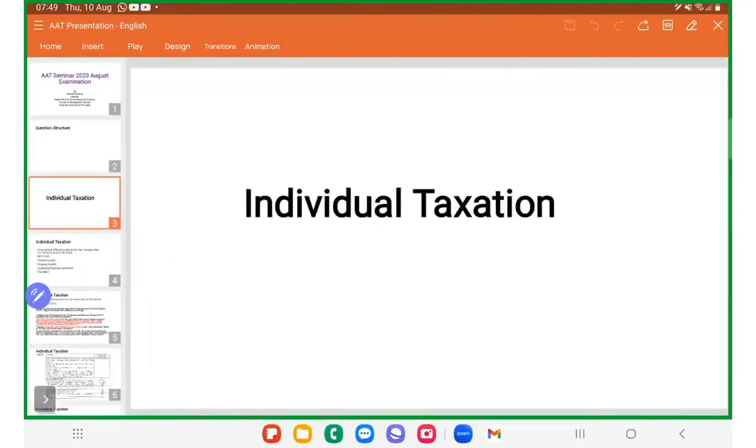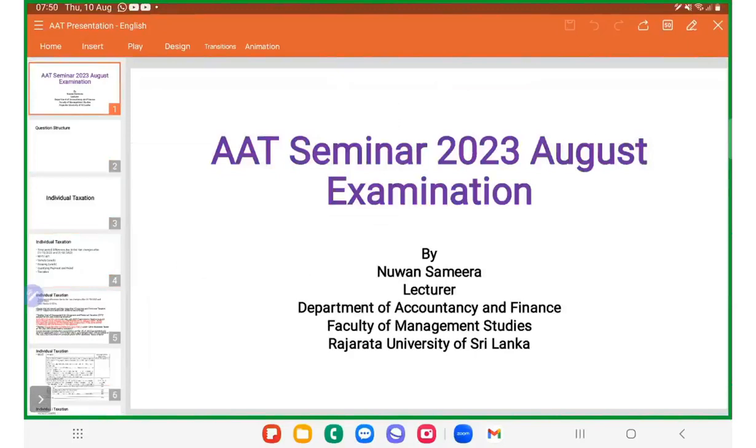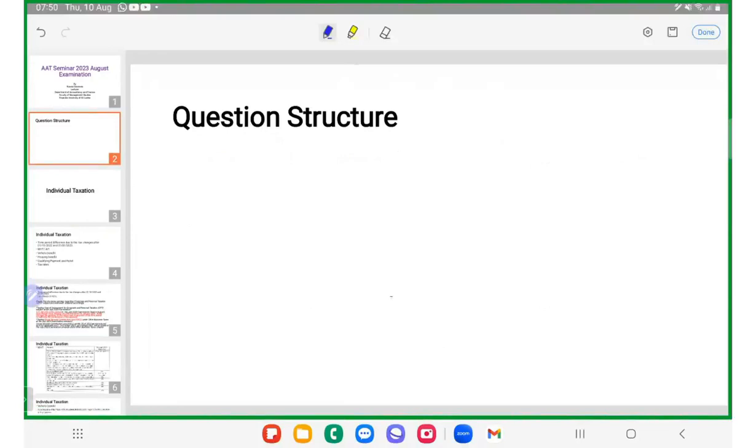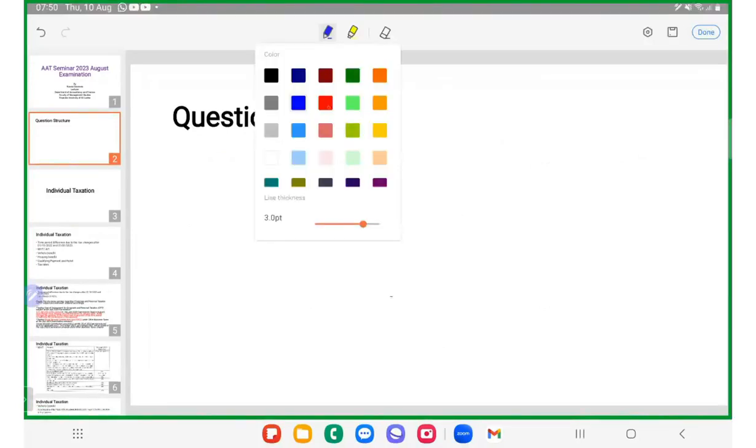So my dear students, I will share my prepared document, that means the presentation, for your betterment. So now you can see. Then I will discuss first of all the paper structure of the AAT Level 3 taxation. Here I will discuss what the paper structure would be.